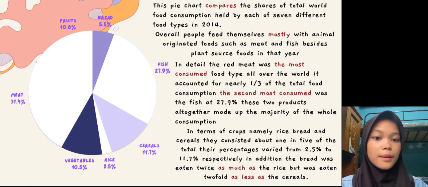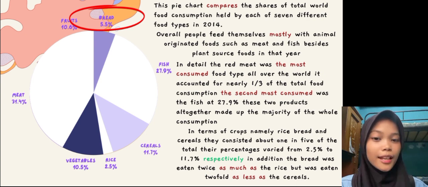In terms of crops, namely rice, bread, and cereals, they consist of about 1 in 5 of the total. The percentages varied from 2.5% to 11.7% respectively. In addition, the bread was eaten twice as much as the rice, but was eaten half as much as the cereals. There is another way of making comparisons with the phrase "as much as" or "as little as". If you look at the chart, it is visually seen that the percentage of bread is twice more than the rice percentage but twice less than the cereals.